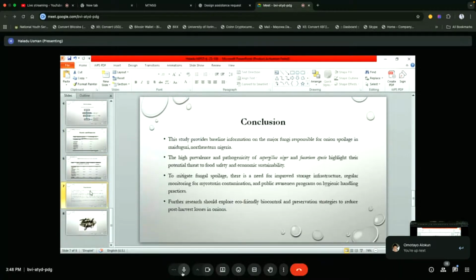In conclusion, this study provides baseline information on the major fungi responsible for onion spoilage in Maiduguri, northeastern Nigeria. The high prevalence and pathogenicity of Aspergillus niger and Fusarium species highlight their potential threat to food safety and economic sustainability. To mitigate fungal spoilage, there is a need for improved storage infrastructure, regular monitoring for mycotoxin contamination, and public awareness programs on hygienic handling practices. Further research will explore eco-friendly biocontrol and preservation strategies to reduce losses in onion.